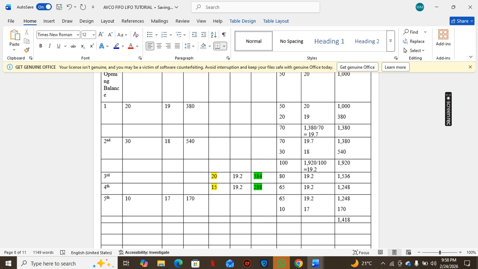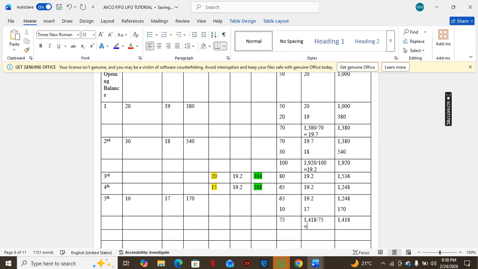Correct. Then 65 plus 10, 75. 1,418 divided by 75, what do we get? 18.9. So as you see, as the price is reducing, even the average cost is reducing. Okay, colleagues?